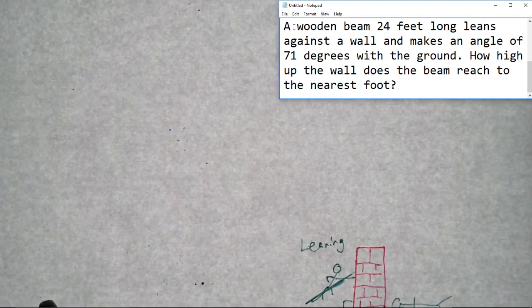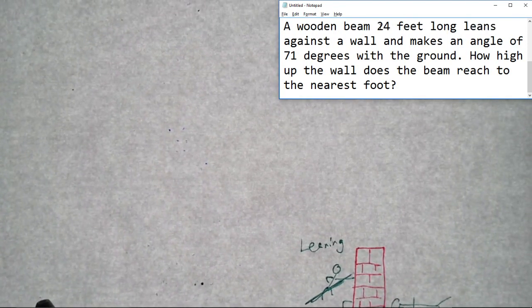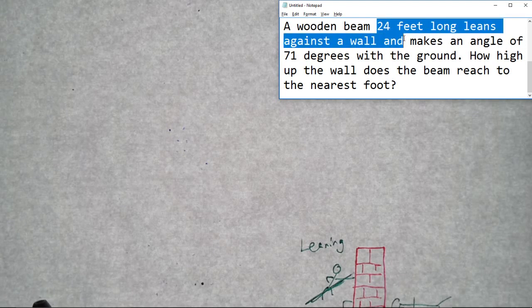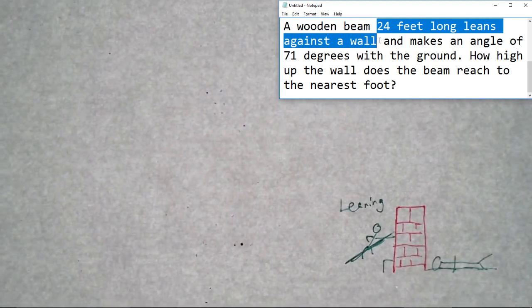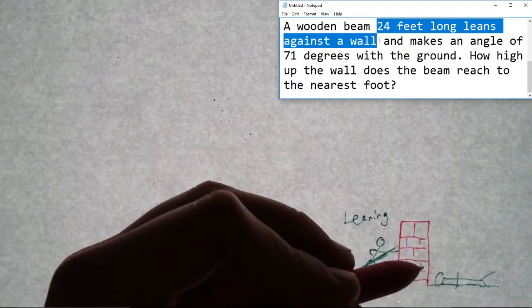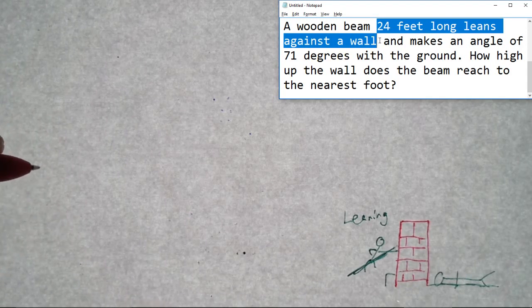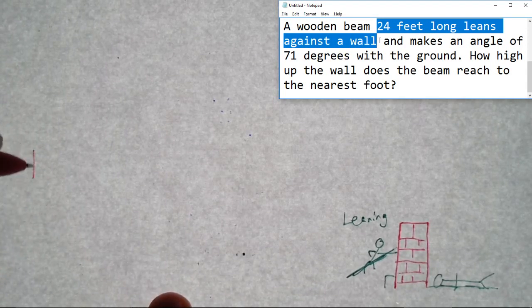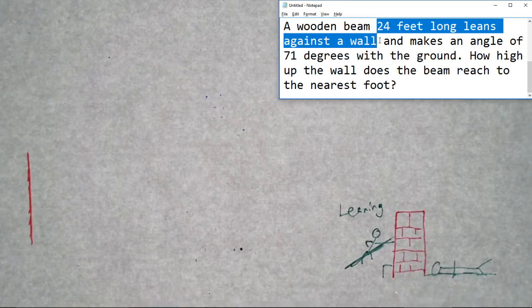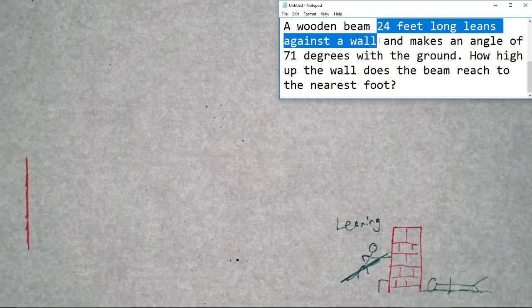A wooden beam of 24 feet long leans against a wall. Okay, so if you want, you can draw a beautiful, perfect, nice looking wall there. Otherwise, you can just draw something more basic here. This red part will be my wall because it's still brick. And then I've got a wooden beam 24 feet long that's leaning against it.